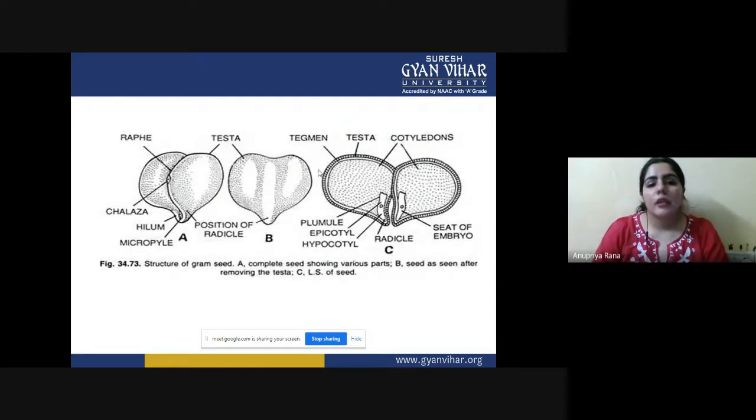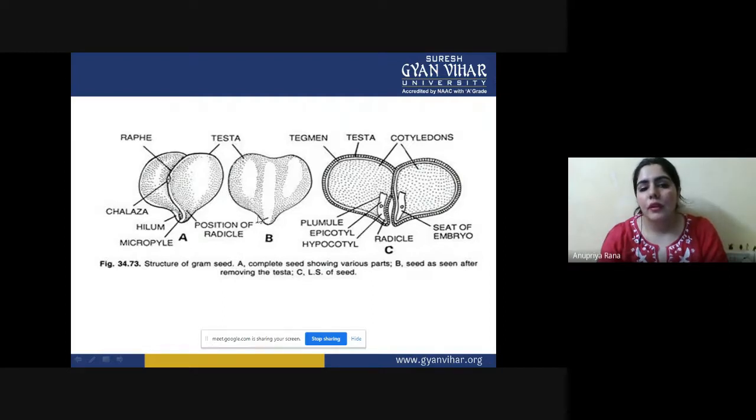This is the diagrammatic representation of a seed. You can see all the characters which we studied here. This is the raphe. This point is called the micropyle. This is the hilum, from which the seed is attached to the funiculus. At the micropyle, the position where you can see, the radicle will come out and form the root.